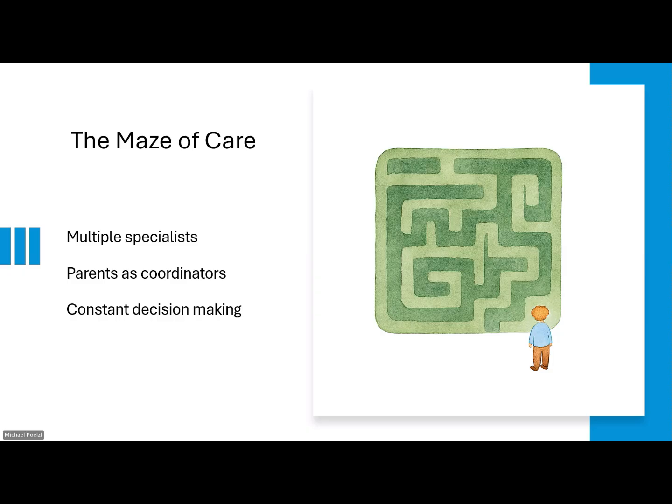We chase authorizations and explain our child's story again and again. So we become the coordinators, the planners, and the bridge between care. We become the central hub in a fragmented network. One specialist treats joints, another the gut, another the eyes. But no one sees the whole child, except us.